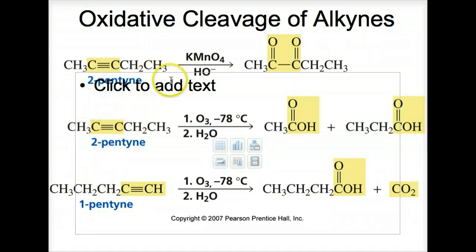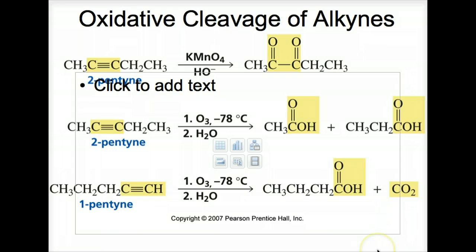So we form 2,3-pentanedione in the first reaction, acetic acid and propanoic acid in the second, and butanoic acid and carbon dioxide in the third reaction. So ozonolysis of alkynes, the second and third, is followed by hydrolysis in step 2 in each of those cases. It does not require oxidative or reductive workup like alkenes. Carbon dioxide is obtained from the CH group of a terminal alkyne, as you can see here in the third example.